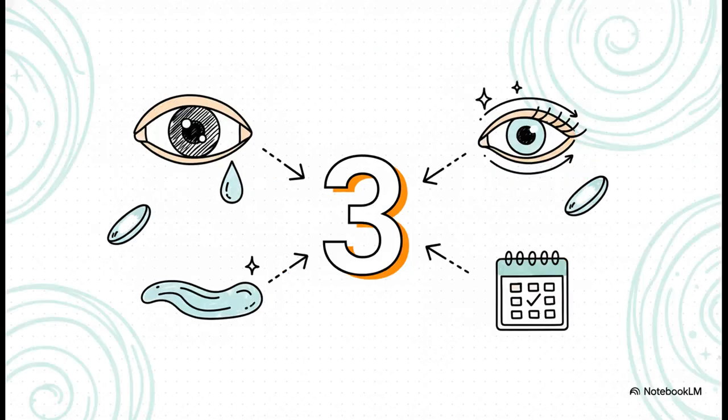And last but not least, proactive management is absolutely everything. For these patients on complex medications, we just can't be passive. We have to be actively optimizing their ocular surface. And that means prescribing the right kinds of lubrication, making sure good lid hygiene is a non-negotiable part of their daily routine, and scheduling rigorous follow-ups. That's how we create and maintain a healthy environment for successful long-term contact lens wear.